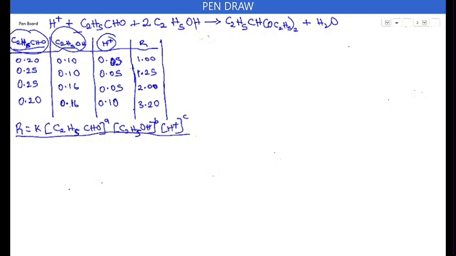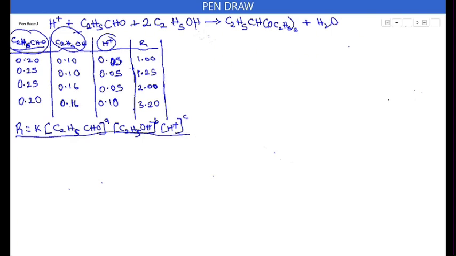Now let's start from A. To get the value for A, we are going to look at the concentration of propanol. Propanol is C2H5CHO, the one that is different, and the concentrations of C2H5OH and H plus should be the same if I want to look for A. So I'm going to pick two values, let's say value A and value B. Of those two values, the only one that should be different is the one for propanol. The others will be the same.